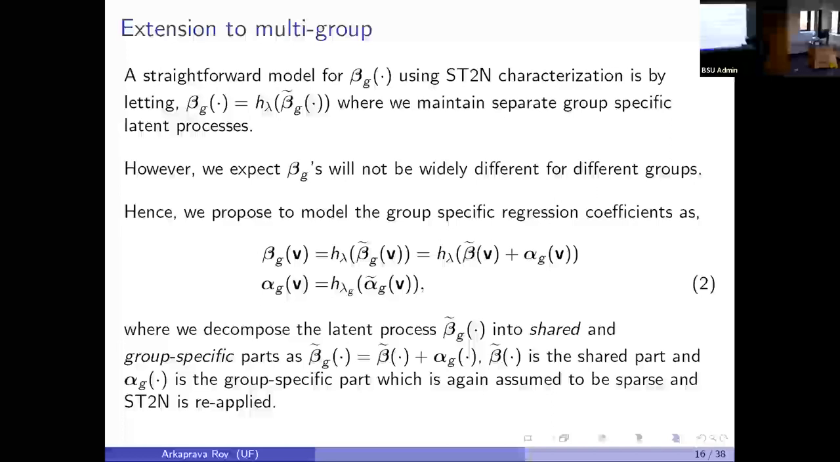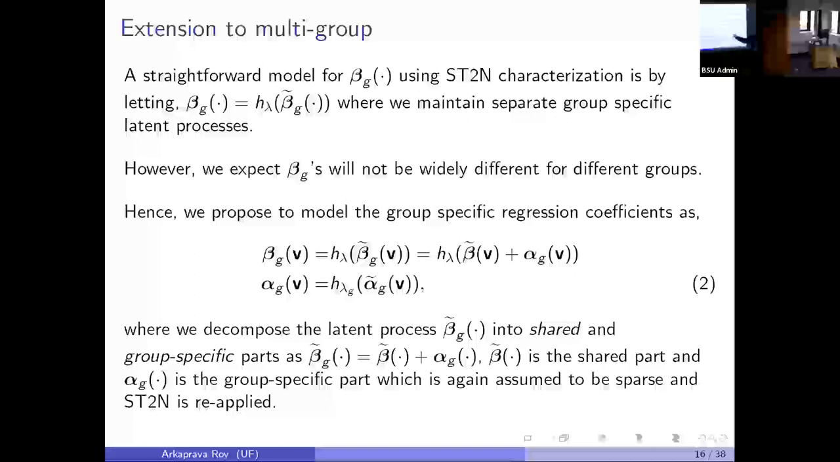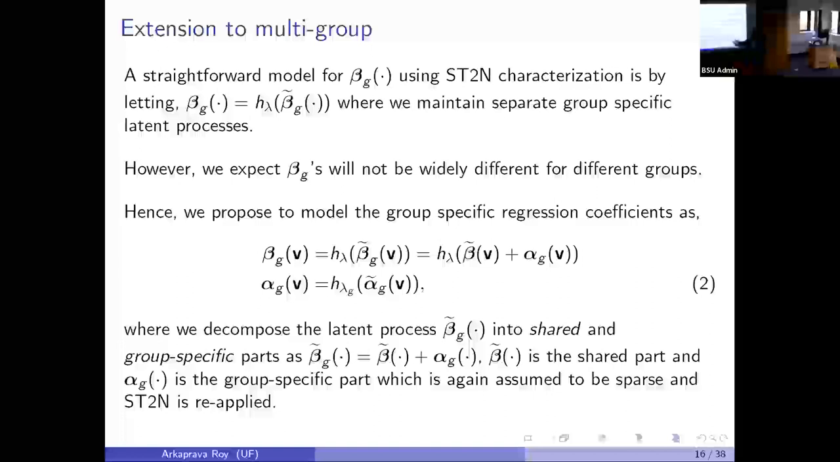But we actually added more structure to it by assuming that beta tilde G is a sum of a shared beta tilde V, which is shared by all the groups, and then another function, alpha GV. The idea here is to make alpha GV even more sparse. So it's like they have the shared latent function across all clinical groups.